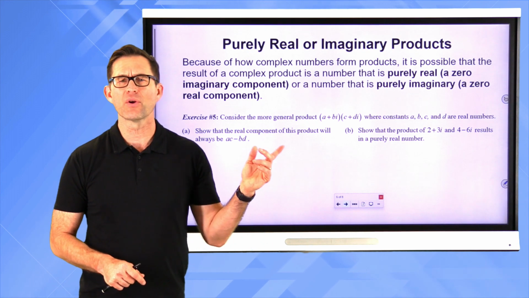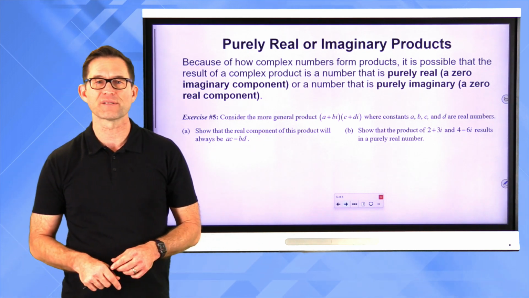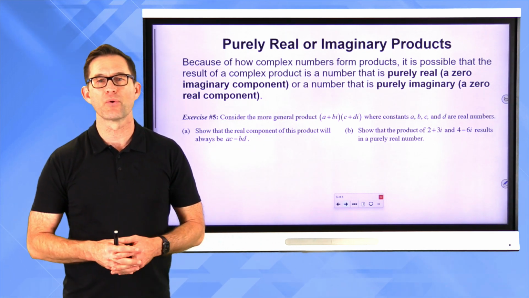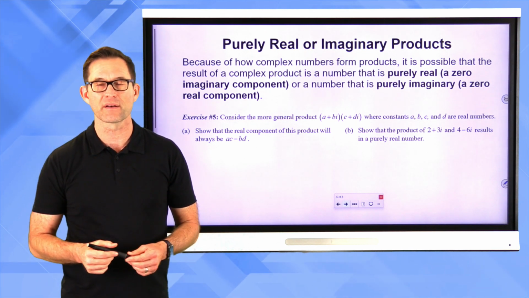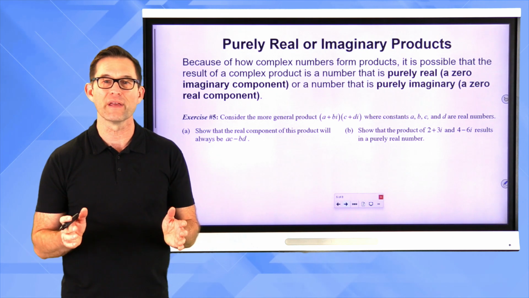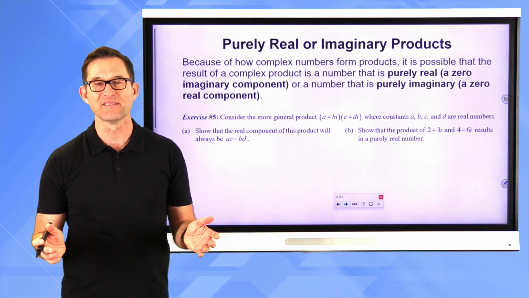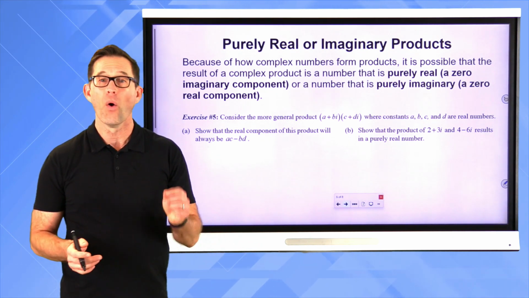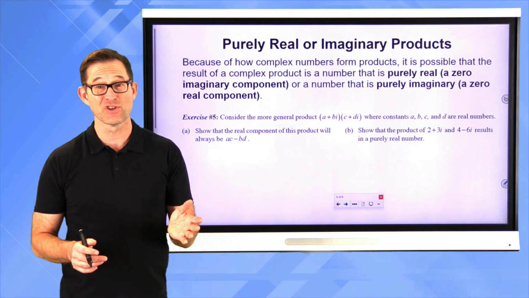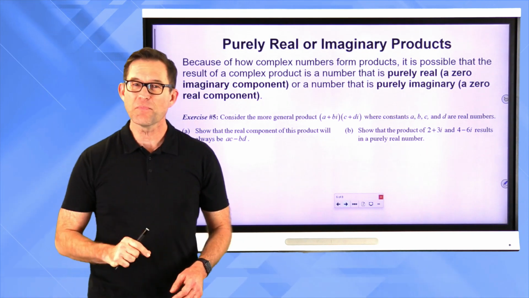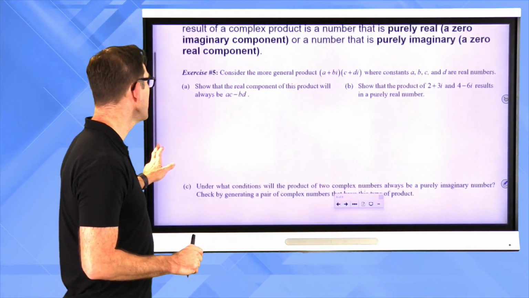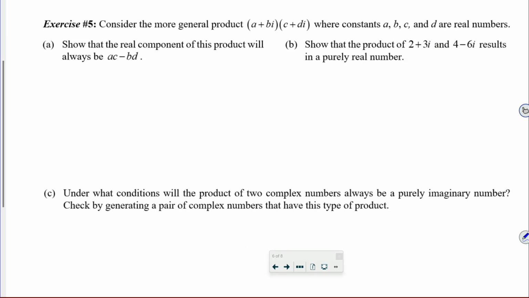Now let's talk about purely real or imaginary products. Because of how complex numbers form products, it is possible that the result of a complex product is a number that is purely real. In other words, it has a 0 imaginary component. Or a number that is purely imaginary because it's got a 0 real component. So let's play around with that idea a little bit in exercise number 5.